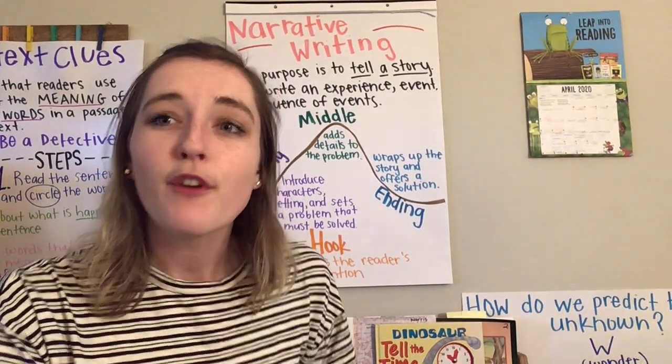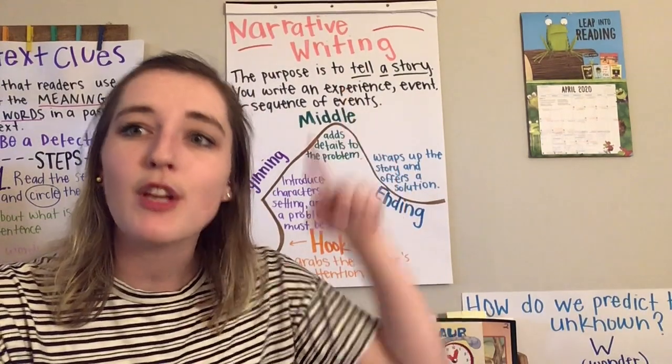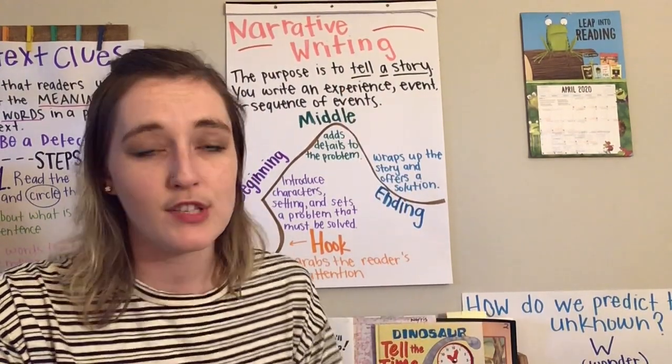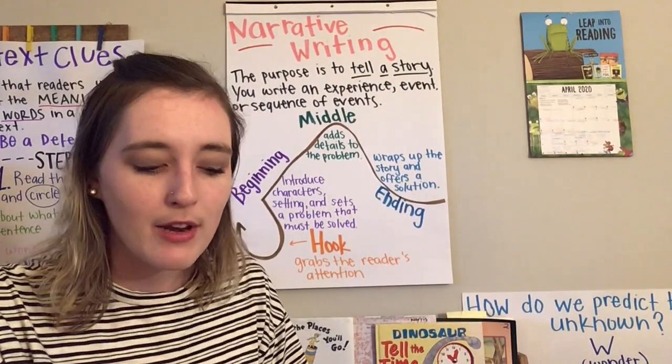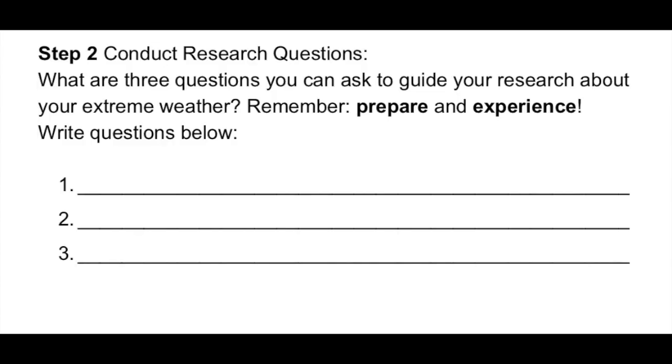All right, so before you can get into your narrative writing, what you need to do is know more about your severe events. You have to do research about it. So it says step 2, conduct research questions. What are 3 questions you can ask to guide your research about your extreme weather? Remember, prepare and experience. Write 3 questions below.